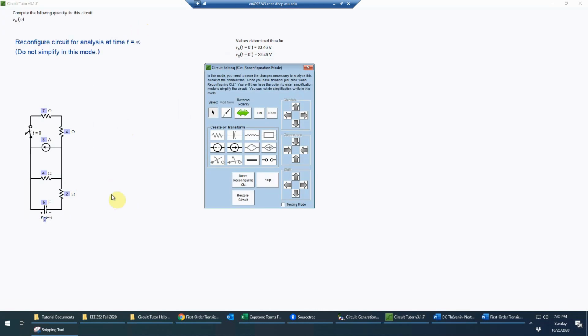And now I'm back in the reconfiguration mode, but now I'm analyzing at t equals infinity. And again, it reminds me not to simplify in this mode, so I can't combine things in series and parallel, for example. The only thing I'm allowed to do is to change the switch to something else. And now, because t is obviously greater than 0, you see the switch will have opened, and therefore this is now an open circuit. So I'm just going to delete it, basically, leaving some things dangling there. But I cannot delete those just yet because I'm not in the right mode of the circuit editor to do that. It's just how the program works.